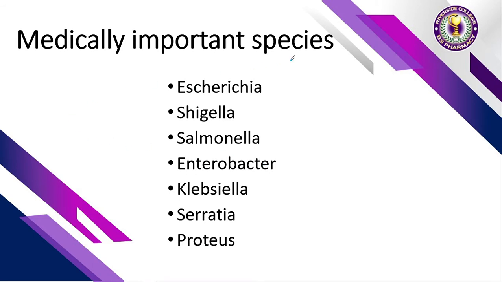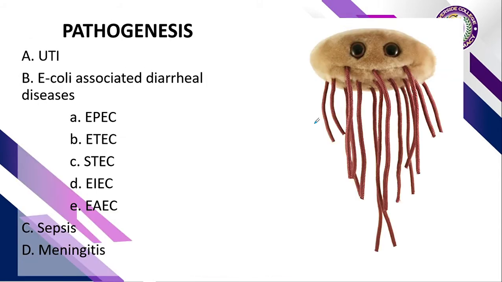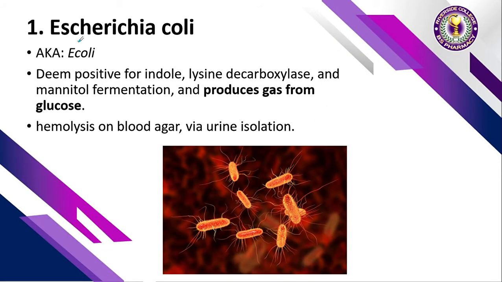So these are the medically important species that we will be discussing: Escherichia, Shigella, Salmonella, Enterobacter, Klebsiella, Serratia, and Proteus. So E. coli, Escherichia coli, is positive for indole, lysine decarboxylase, and mannitol fermentation and produces gas from glucose. It hemolyzes blood agar via urine isolation. So this is what our E. coli looks like. It has flagella all over its body, which is why it is known as peritrichous.